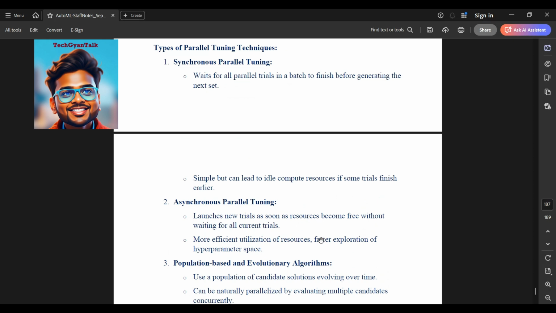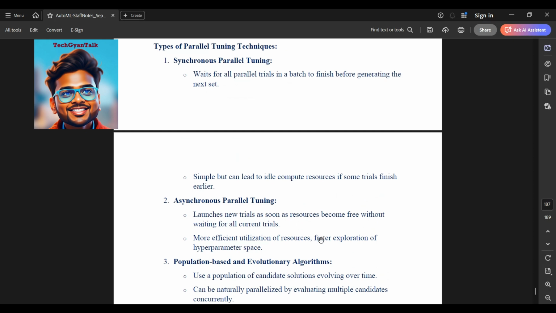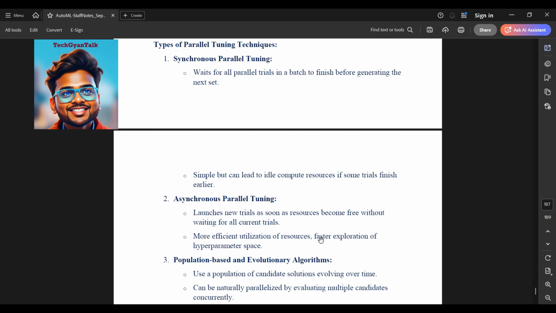So we'll start with synchronous parallel tuning. This type waits for all parallel trials in a batch to finish before generating the next set. It is simple but can lead to idle compute resources if some trials finish earlier. Asynchronous parallel tuning launches new trials as soon as resources become free without waiting for all current trials, giving more efficient utilization of resources and faster exploration of hyperparameter spaces. That is one advantage of asynchronous parallel tuning.